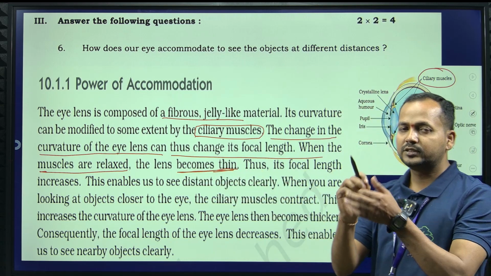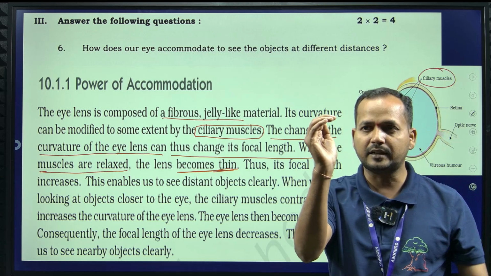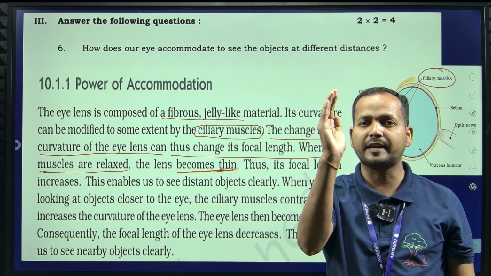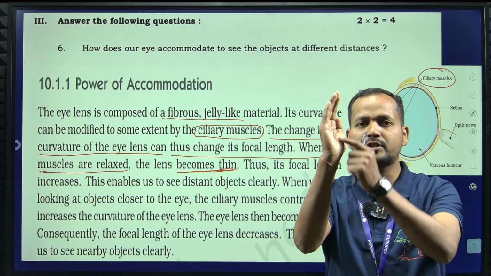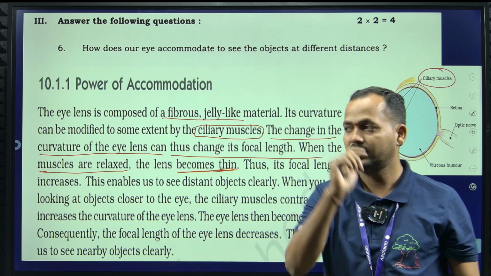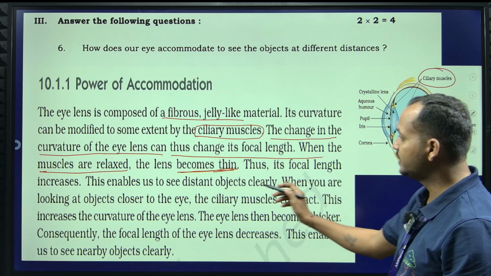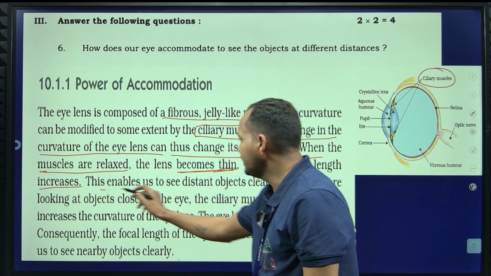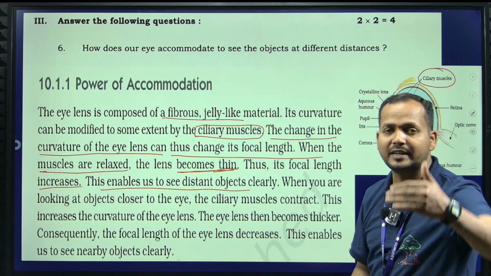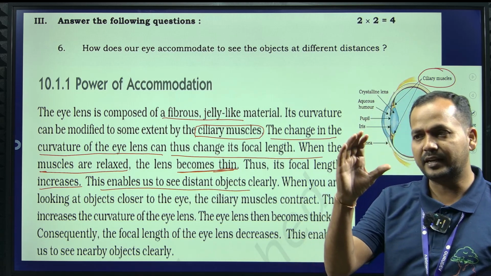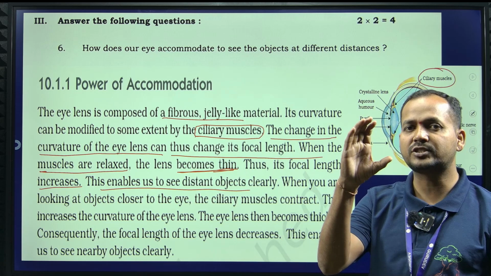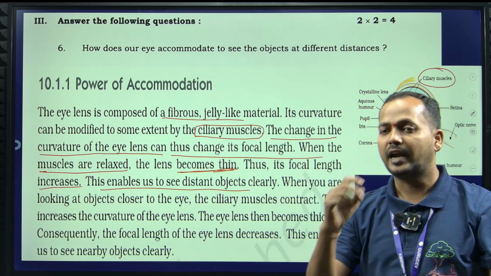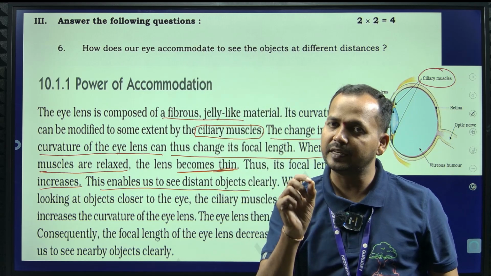See, this is a lens. If its ciliary muscles are relaxed, then the lens will look like this, so the radius of aperture of the lens increases, and thus the focal length increases. With the focal length increased, we are enabled to see distant objects clearly. You can say that when the ciliary muscles are relaxed, the curvature of the lens and the focal length will increase, and we can see far objects very clearly.